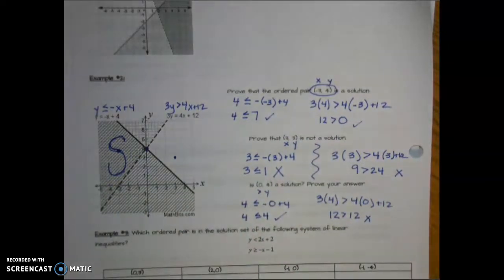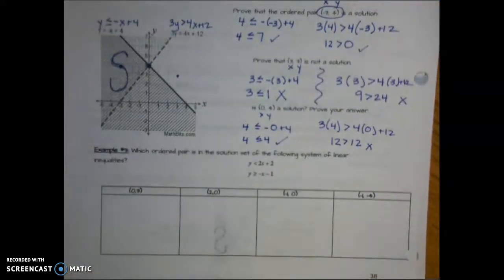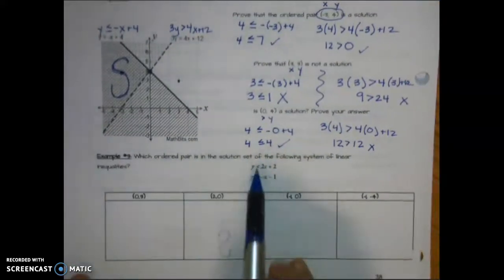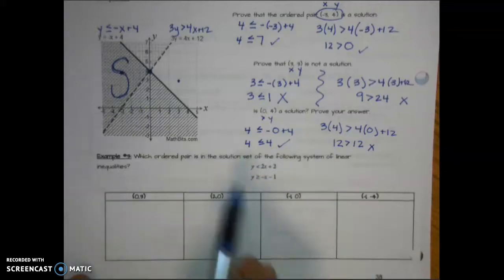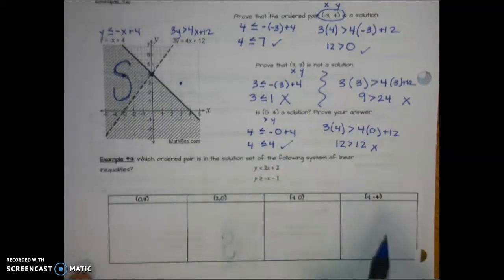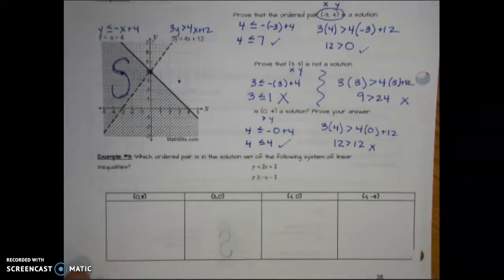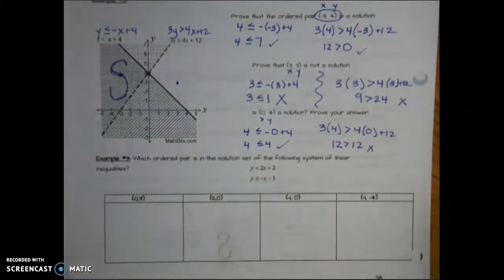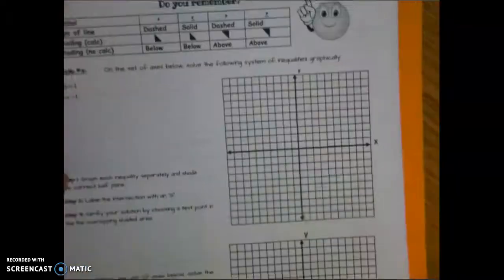Okay. At this point, let's try number 3. It's really multiple choice. You have 2 inequalities that make a system, and we're going to check each point to see which is in the solution set. You can check your answers on the answer key that will be posted, and in the video we're going to move on to actually creating one of the graphs.